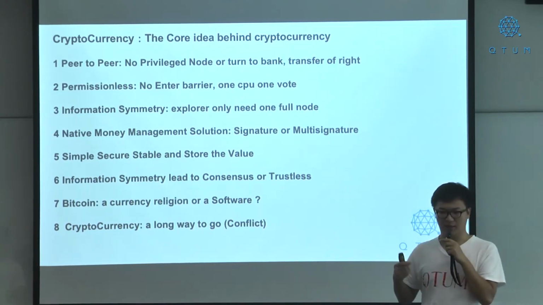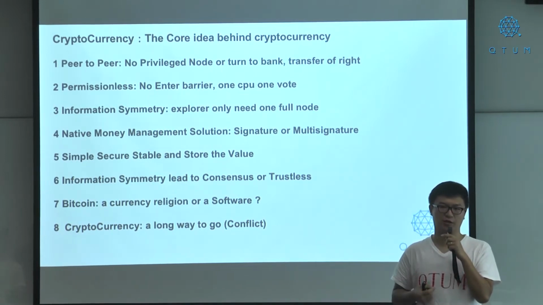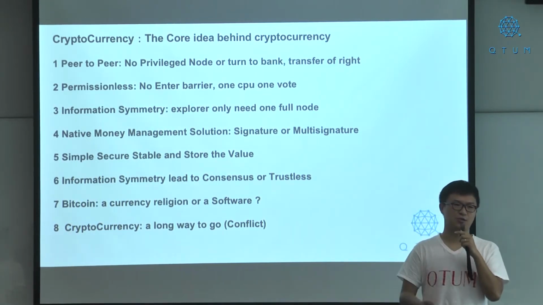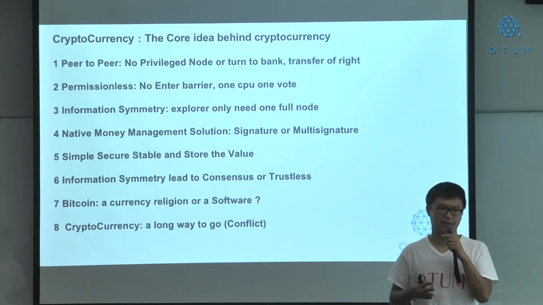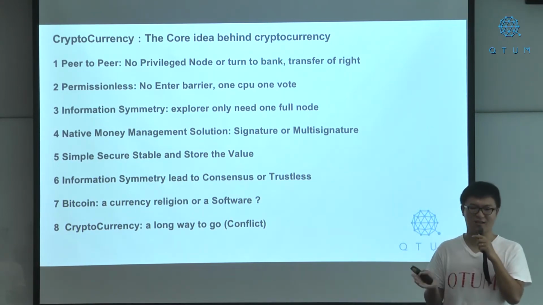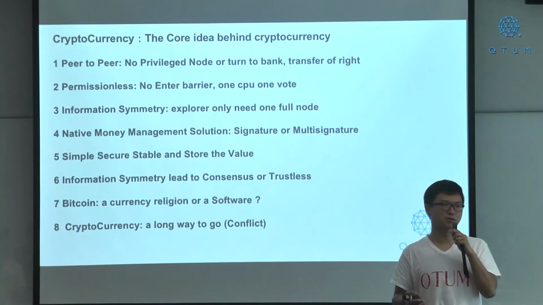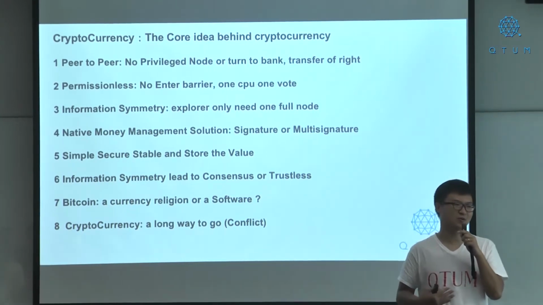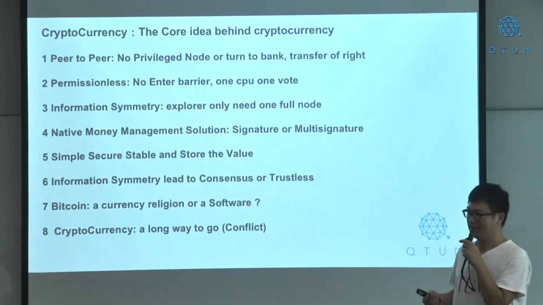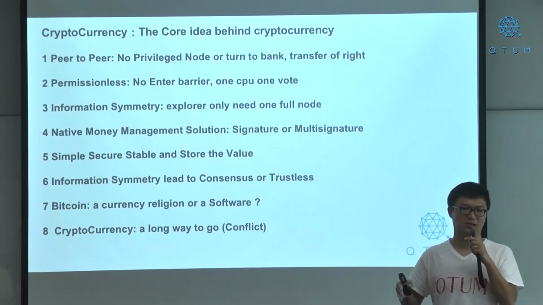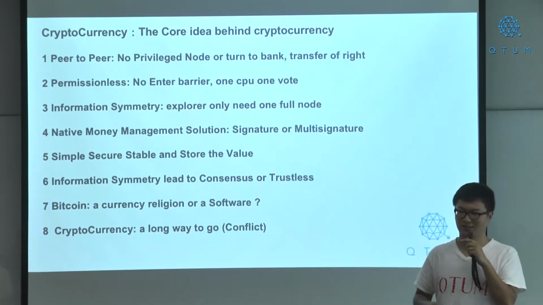And also, for Bitcoin, it's a permissionless network. That means everyone can join the network and quit the network at any time. You do not need to ask Satoshi to give you permission, saying, oh, I want to join the Bitcoin network. You do not need to do this. That's the reason why even though Satoshi disappeared, the network is still okay.